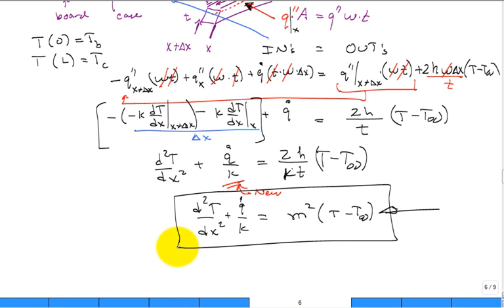Second order, non-homogeneous, linear, differential equation, and you had two boundary conditions, and you can then go on and solve it.